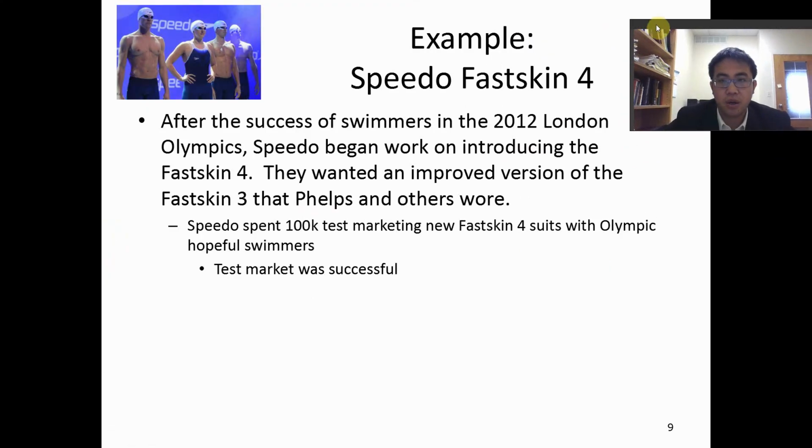Okay, so here we run an example. This is a company called Speedo. They produce swimming suits. After the 2012 London Olympic Games, they began to work on a new generation of swimming suit. That's their new production line, called the Fast Skin Generation 4.